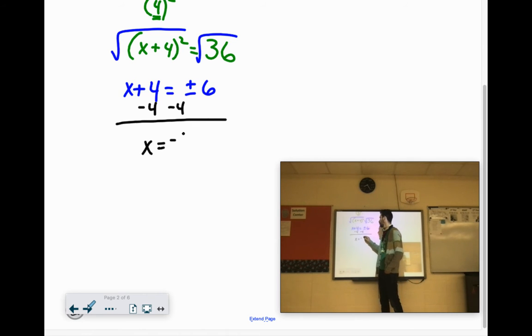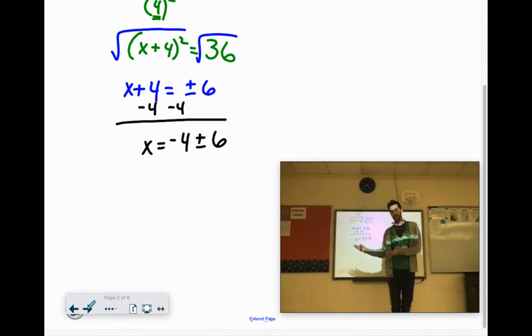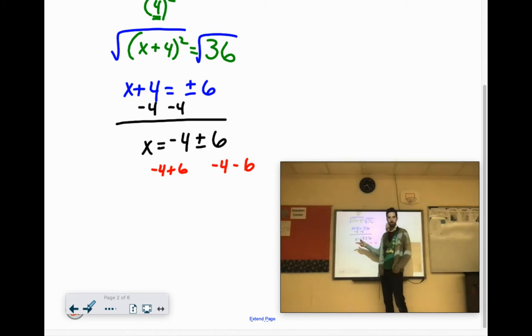X equals negative 4 plus or minus 6. Now we're actually going to go further on this one. We're not going to leave this as our final answer because we can combine. These are just regular numbers now. So we're going to set up two things, or we can just do them in our head too. We're going to figure out what negative 4 plus 6 is, and we're going to figure out what negative 4 minus 6 is. We just couldn't do that on the last one because the last one had a radical, so you can't combine with radicals, adding and subtracting, unless they're like radicals.